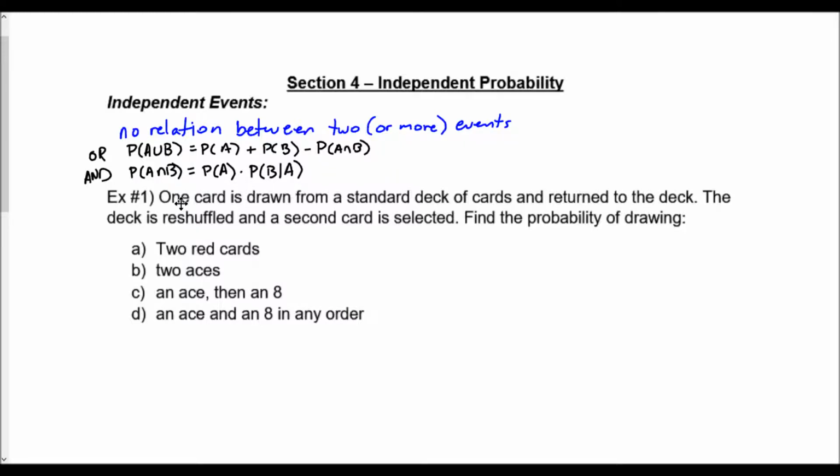Example 1 is showing that one card is drawn from a standard deck of cards and being returned to the deck. The deck is reshuffled and a second card is selected. We're going to find the probability of the following situations. The biggest thing that we need to keep in mind is that we are returning the card to the deck, meaning we do have independent events. One card being drawn and then a second card being drawn. Because it's being returned to the deck, whatever the first card was has no impact on what the second card is. Whereas if we did not return it to the deck, then we'd have to be dealing with a different situation.